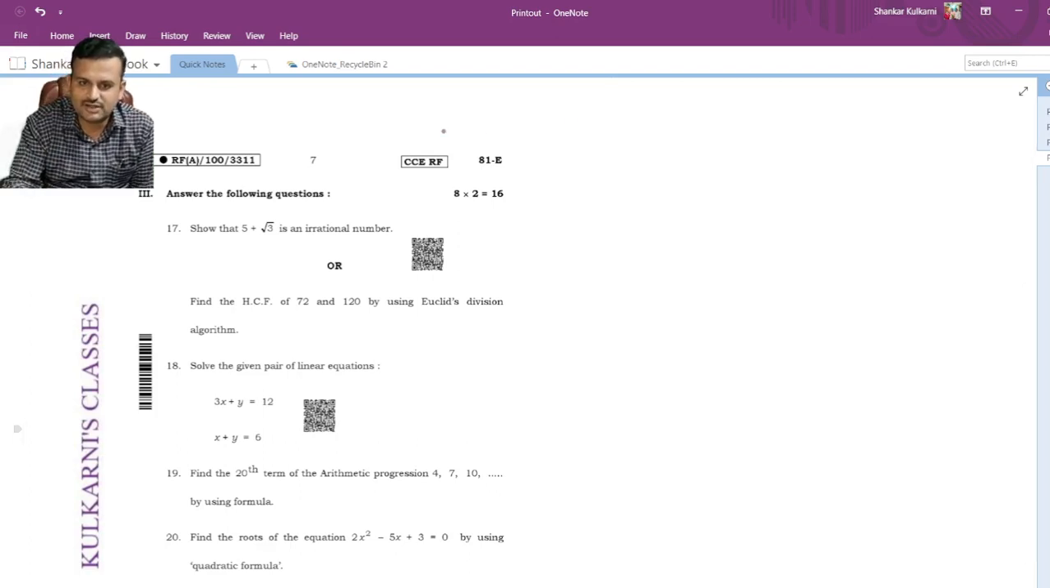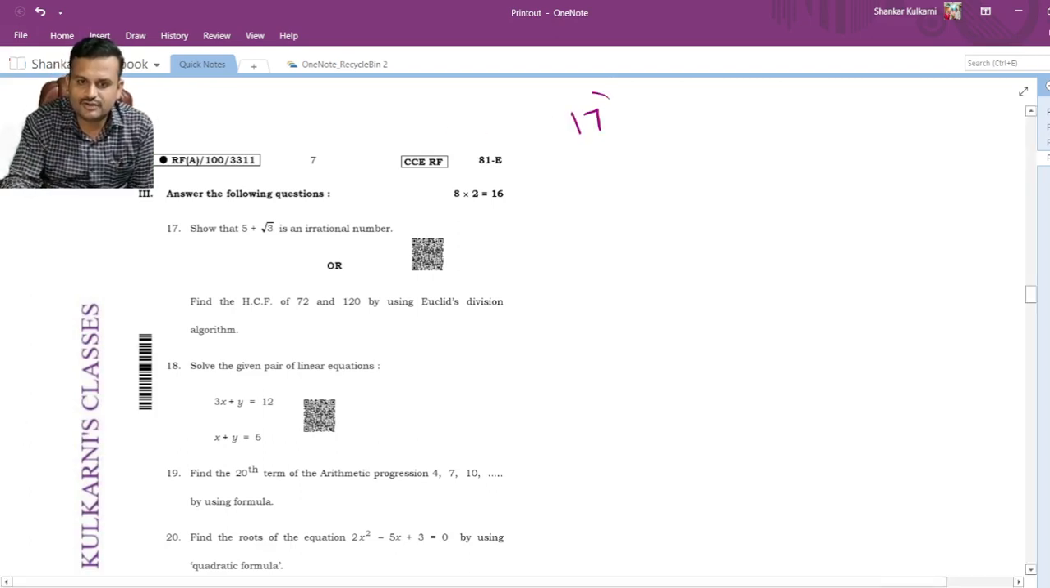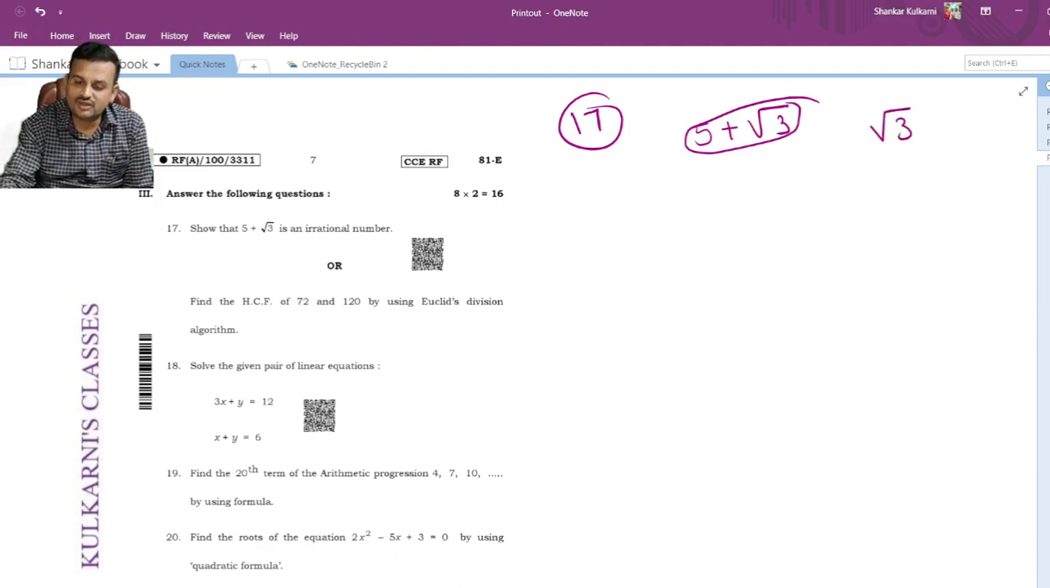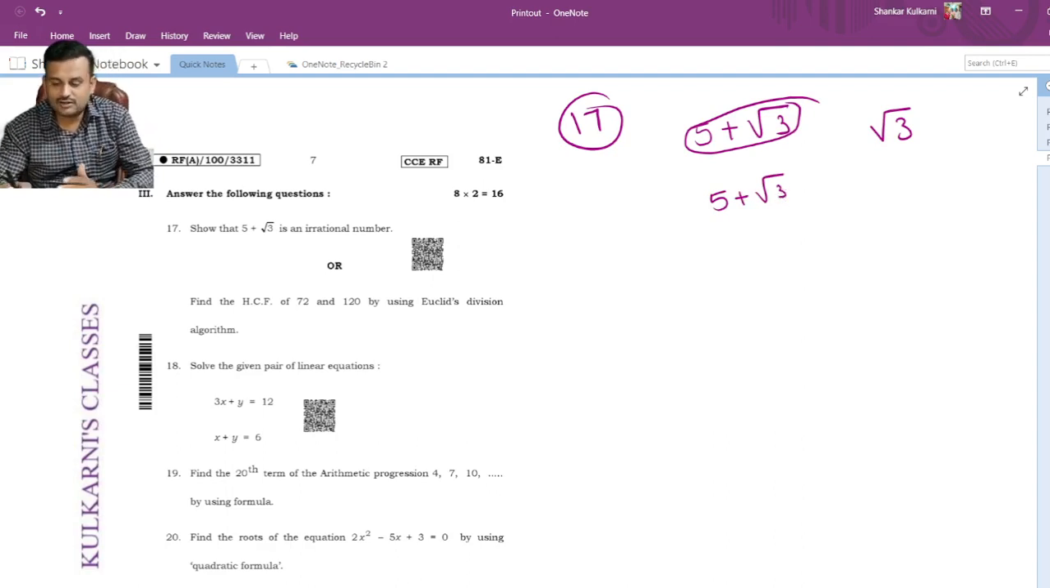So let us start with the 17th question here. You observe the 17th question. What is that? Prove that 5 plus root 3 is an irrational number. Okay, so we need to prove it is an irrational number. We know that root 3 is irrational. Yes, 100% we know, because it is the square root of a prime number. The square root of a prime number is always irrational. But now they are asking to prove that 5 plus root 3 is also irrational. So to prove that, we have to assume the opposite. What do we have to assume here? I will tell you.